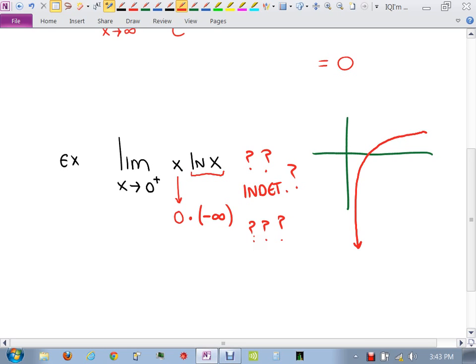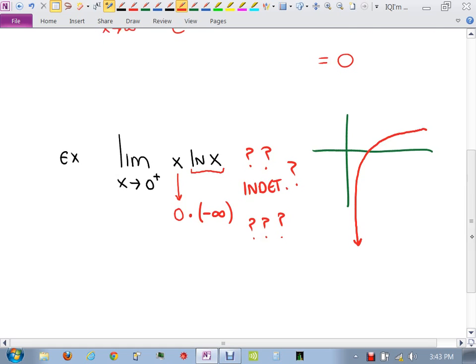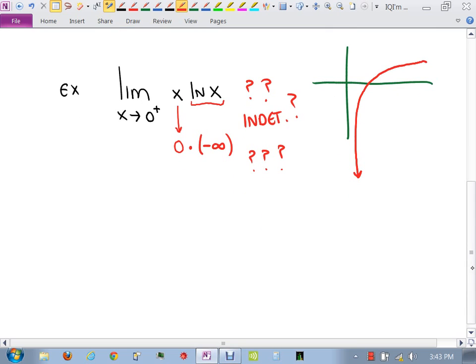You got to have a fraction: infinity over infinity or 0 over 0. You've got to have that. If you don't, you can't use it. Go with me? Okay. Now, I need to somehow try to manipulate this.